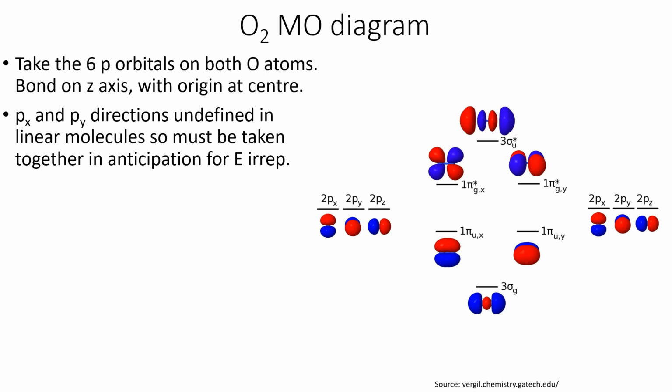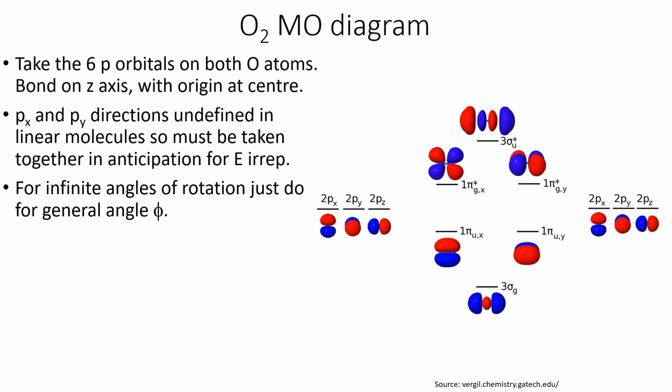And one thing that's interesting about this, thinking about the geometry, is that the x and y directions are simply undefined, and so the px and py orbital directions are undefined, because the only direction that is defined in a linear molecule is the axis of the molecule. I mean, how can you say what direction x even is? And so because x and y are both undefined in this way, there's nothing really to distinguish between the two, and so naturally we might expect them to be taken together as some kind of doubly degenerate E irrep.